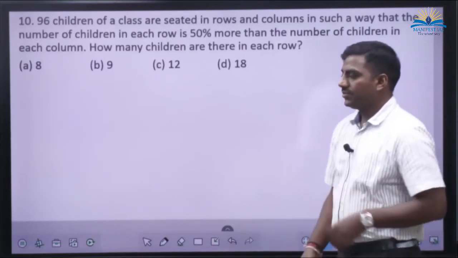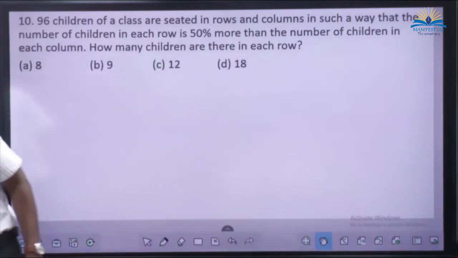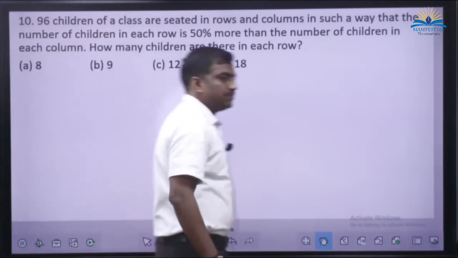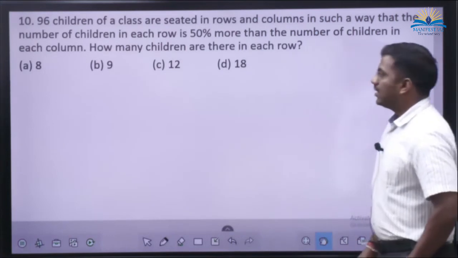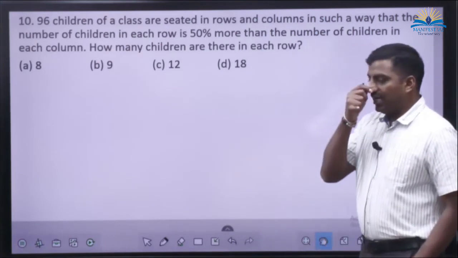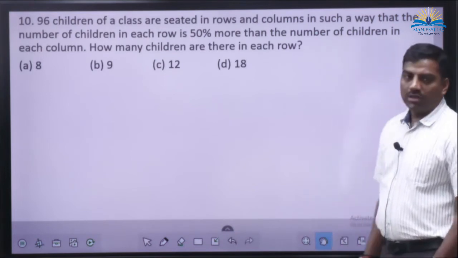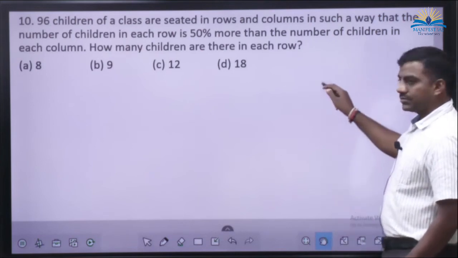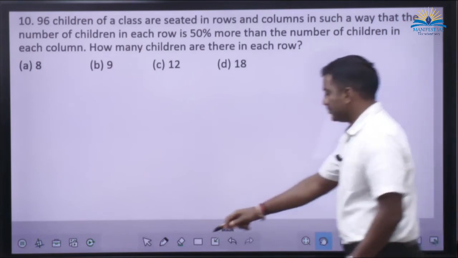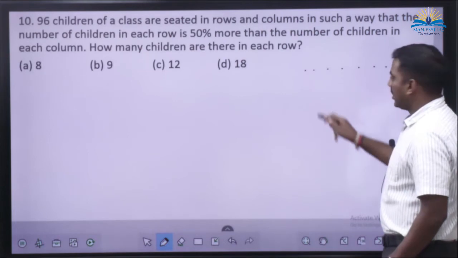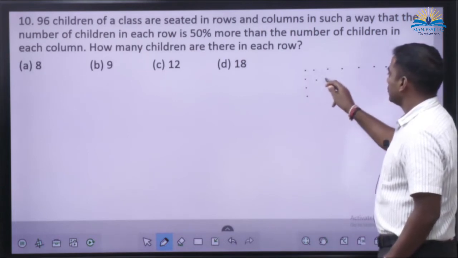96 children of a class are seated in rows and columns in such a way that the number of children in each row is 50% more than the number of children in each column. So in school assembly, it would have stood like this, right? In rows, in columns.